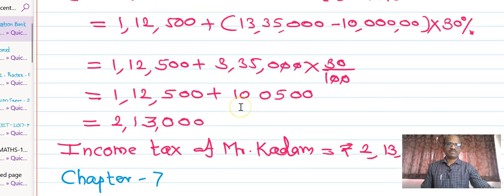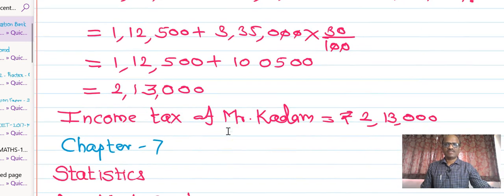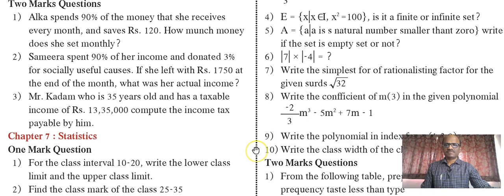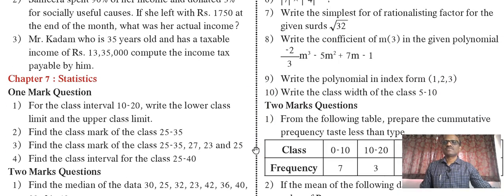1,12,500 plus 1,05,000, and that is equal to 2,13,000. Therefore, the income tax of Mr. Kadam is 2,13,000. Now we'll see the next chapter, that is Statistics, 1 mark questions.